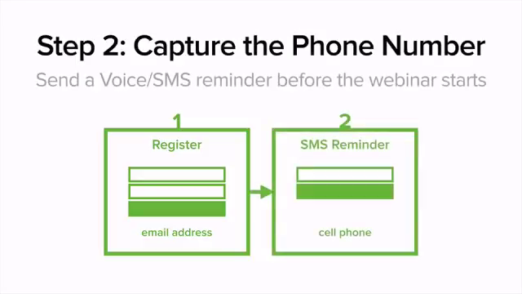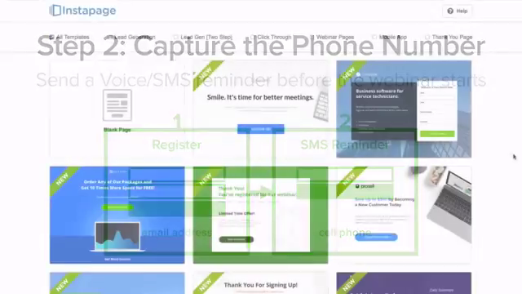Now on step two, which is the thank you page, you want to capture the phone number, the mobile phone number. So we can then capture that information, put them into Call Loop, send them a text message confirmation, and then send them a text message reminder before the webinar actually starts or before the teleseminar starts. So let's dive into Instapage. I want to show you how to set this up so you can drive more sales from your events.